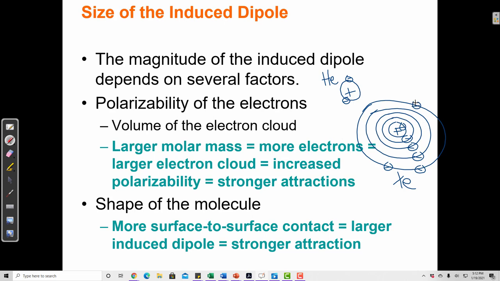Because the electrons way out here are not held very tightly to the nucleus, because there's so many shells of electrons that the ones on the outside are held very loosely. So it's easy for them to move from one side to the other. But here, these electrons are held very close to the nucleus. It's not easy for them to move from one side to the other. And so helium is not very polarizable. Xenon is very polarizable. So helium has a smaller dispersion force because the electrons are less likely to move around in helium. They're really stuck to the nucleus.